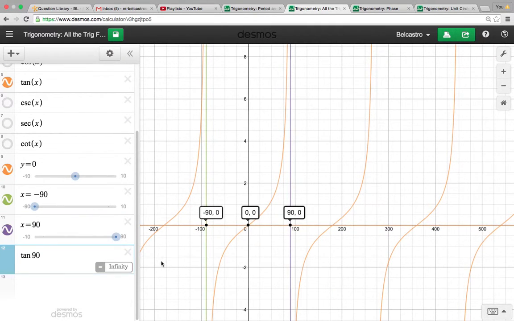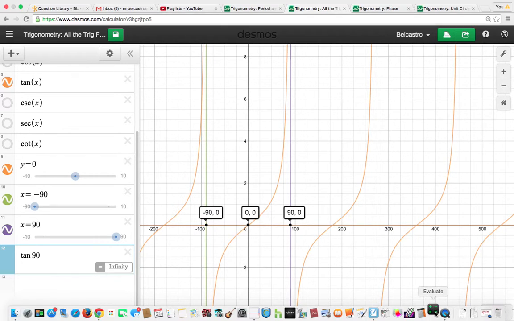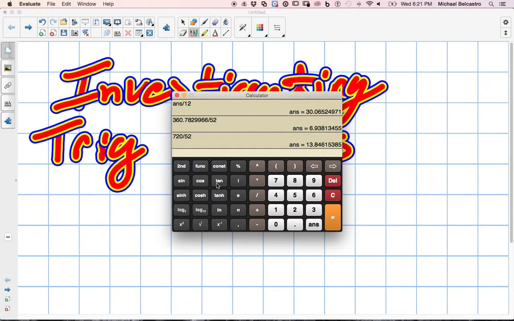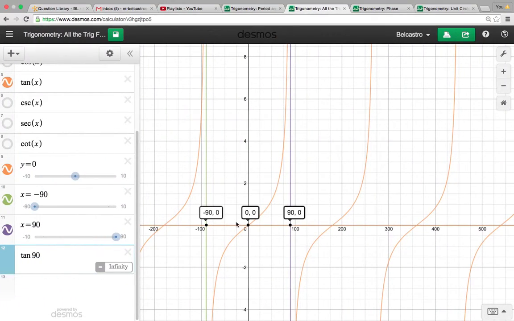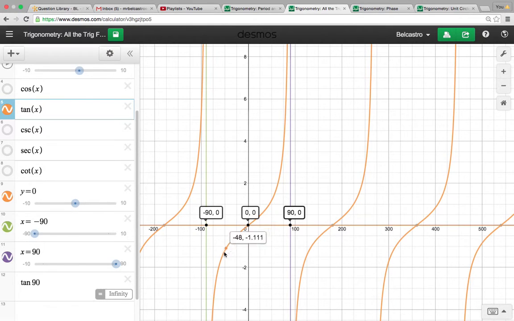It's undefined. If you were to put it into your calculator, tan 90, the value is infinity. So that's why we don't have it ever actually touching. There's no y value for that point. And all of these are similar concepts to it.